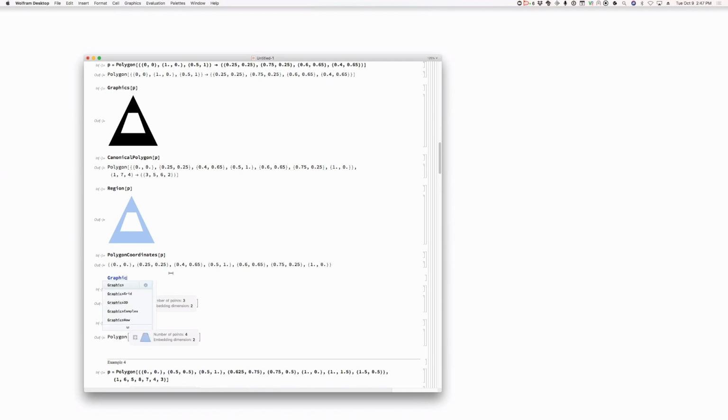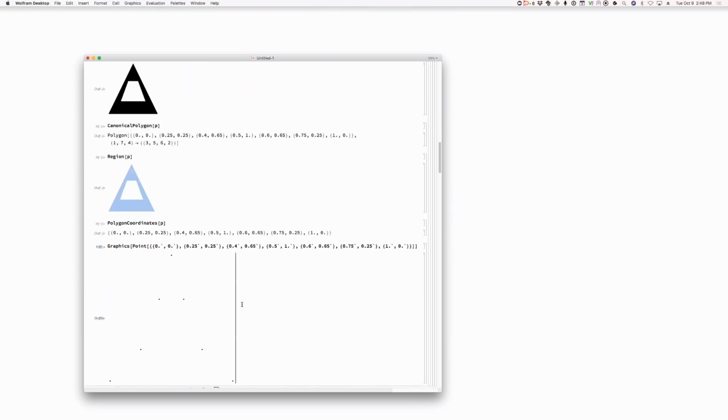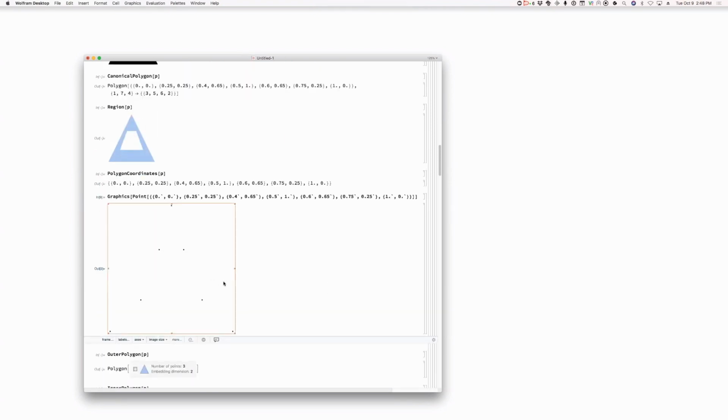So in other words, if I say list plot, or if I say graphics of point of this here, that will be all of the, oops, what the heck happened there? That's nasty. That was a nasty selection problem. Okay, so what is that? I see, those are the points, those are the inner points as well as the corners. Yes.